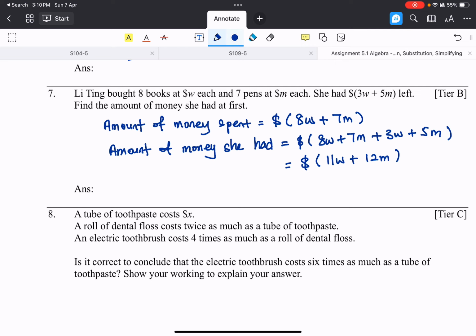Okay, let's go. Last one for the day. So we have a tube of toothpaste which costs X dollars, and then a roll of dental floss costs twice as much as the tube of toothpaste. And then we have an electric toothbrush, 4 times as much as the roll of dental floss. Okay, so lots of information there. Is it correct to conclude that the electric toothbrush costs 6 times as much as the tube of toothpaste? Show your working to explain this.